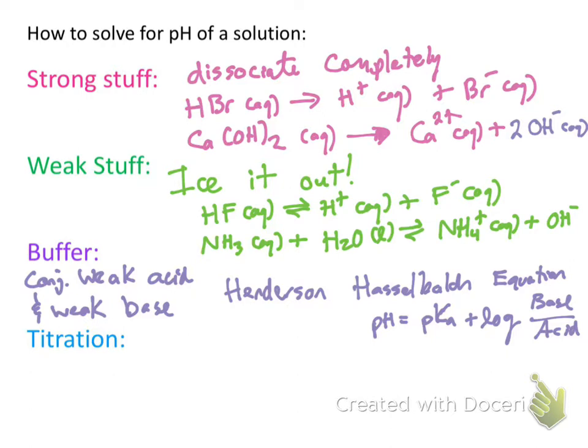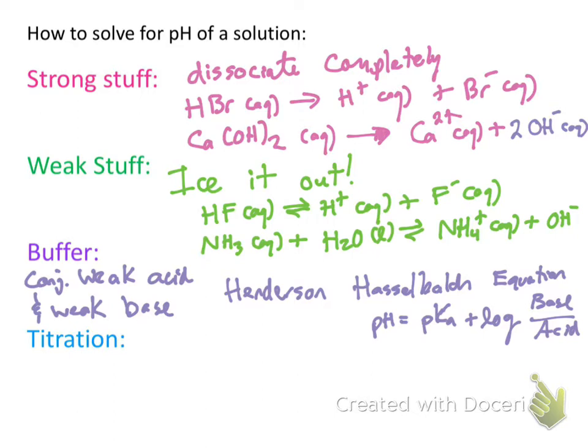Okay, and then finally we have titrations. Titrations are when we add a strong acid to a base or a strong base to an acid. Or whenever we add a strong thing, be it an acid or a base, to a buffer, because remember, buffers have both an acidic component and a basic component. And these reactions, in essence, they come in 3 exciting flavors.